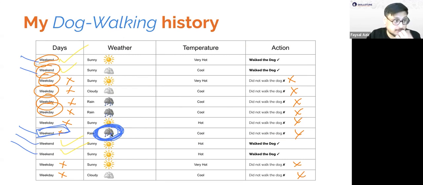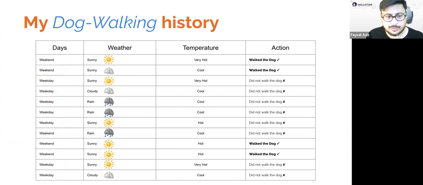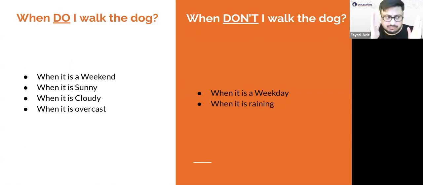So in your head, you can set up a condition. If I were to write software, how would you write it? Well, you would categorize. When do I walk the dog? When don't I walk the dog? I do walk the dog when it's a weekend, when it's sunny, when it's cloudy, overcast. When do I not walk the dog? If it's a weekday or if it's raining. If any of these conditions are met, that it's either a weekday or it is raining, I shall not walk the dog.